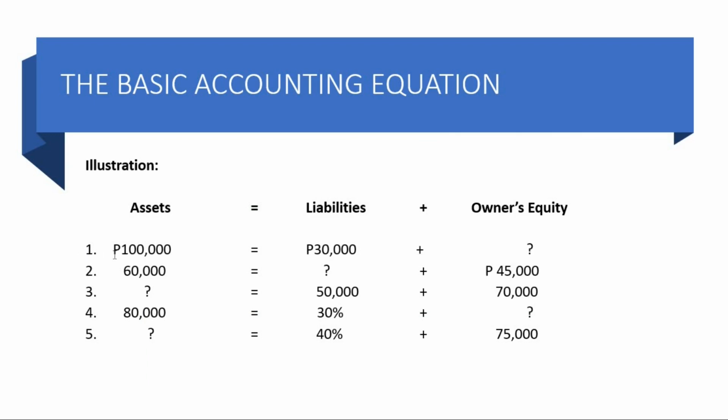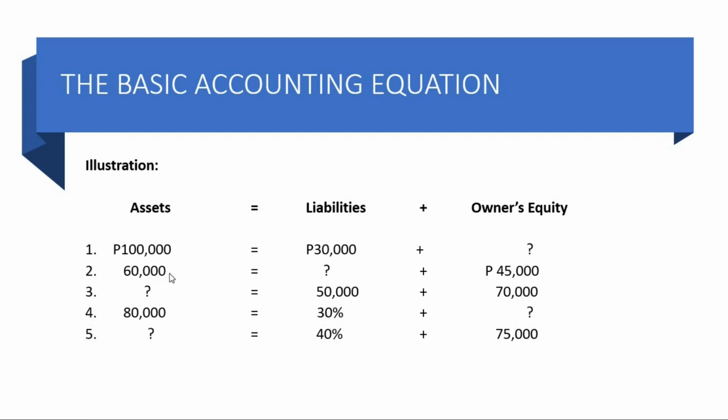The first problem here, we have assets of 100,000, liabilities of 30,000. So, if this is the case, then how much would the owner's equity be? Correct? So, you have 70,000. Why 70,000? Because if your assets are 100,000 and your liabilities are 30,000, you just deduct the liabilities from the assets to get your owner's equity of 70,000. Because the total of liabilities and owner's equity should be 100,000. So, we have no problem there.